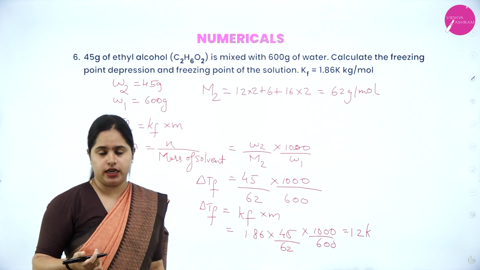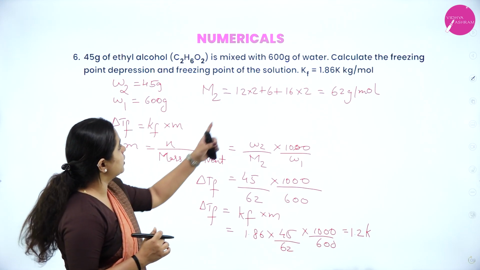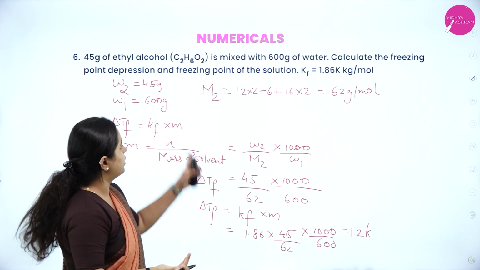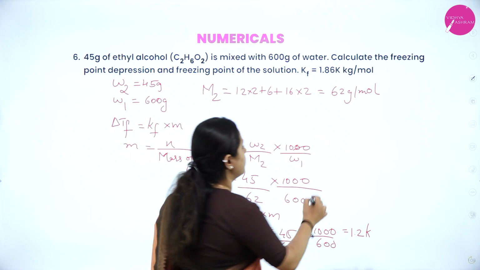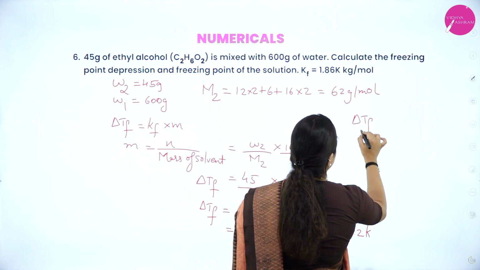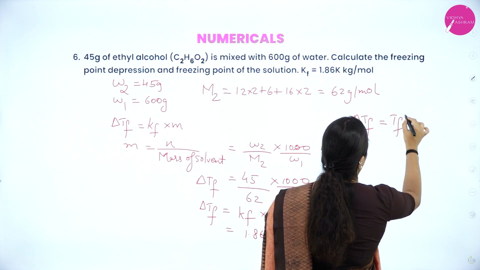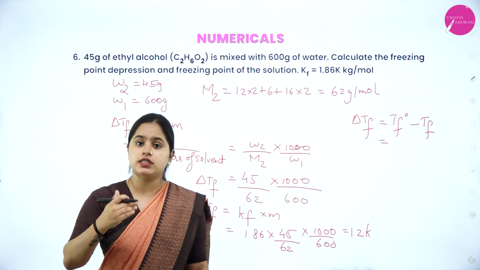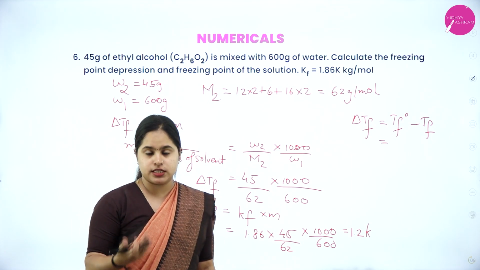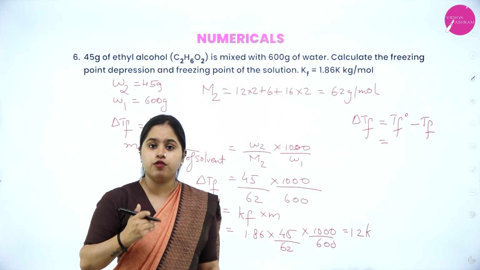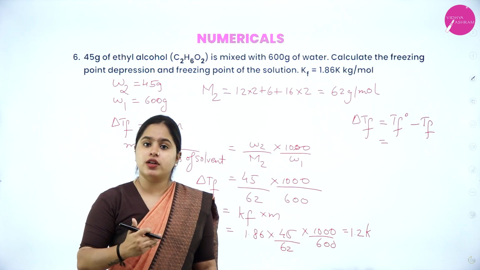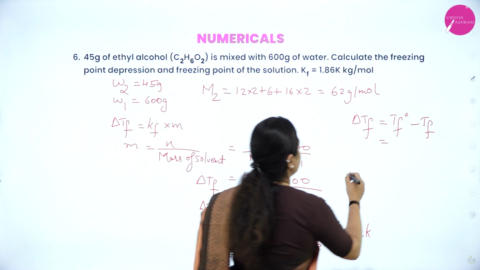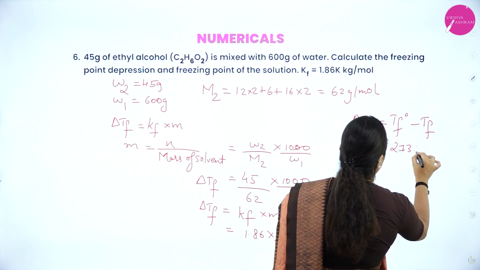Now that is delta Tf, right? We calculated the depression in freezing point. Now one more thing you have to calculate, that is the freezing point of the solution. So we know that delta Tf is equal to Tf naught minus Tf. What was the freezing point of the pure solvent? It is water, right? The freezing point of pure water is 0 degrees Celsius. In Kelvin scale, it is 273.15.